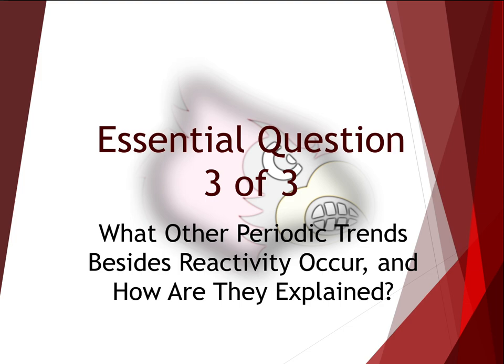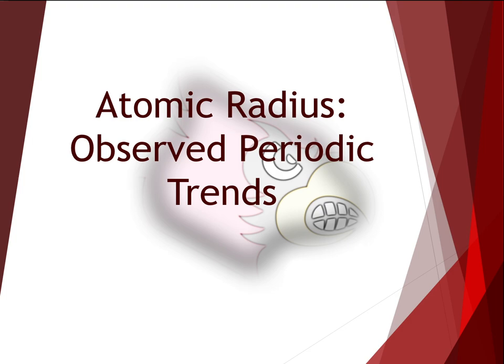This video is for Chemistry in the Earth System, Unit 2.5, Periodic Trends. What other periodic trends besides reactivity occur, and how are they explained? Our first main idea, atomic radius, observed periodic trends.